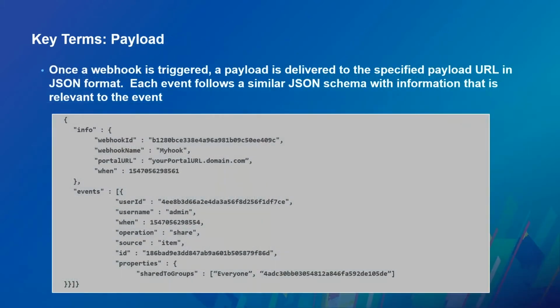And so then we have the payload. So once your webhook is triggered, a payload is delivered to the specified payload URL in JSON format, and each event follows a similar JSON schema with information that is relevant to that event. So at the top here, we have this high-level information about the webhook, where it was delivered from, what's the timestamp for when it was delivered, and then information about the events. So here I can see that an item, which is indicated by this source, was shared by this user to everyone and to a specific group, and that's indicated by the group ID.